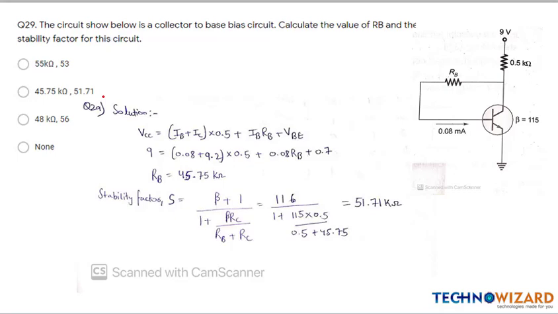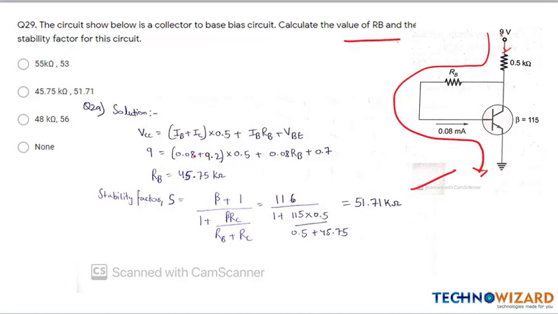Question number 30. This question is also important. This is a numerical question based upon analog electronics. Okay. The circuit shown is a collector to base bias circuit. Okay. Now, what is the value of RB? Now, we are applying a KVL loop here. VCC is equal to IB plus IC into 0.5 kilo ohm plus IB RB. Here we are applying KVL on the input side.